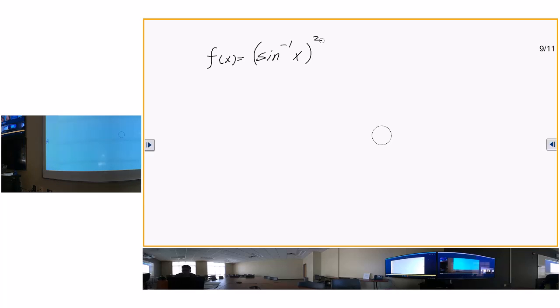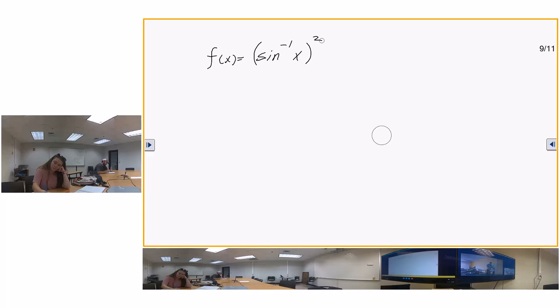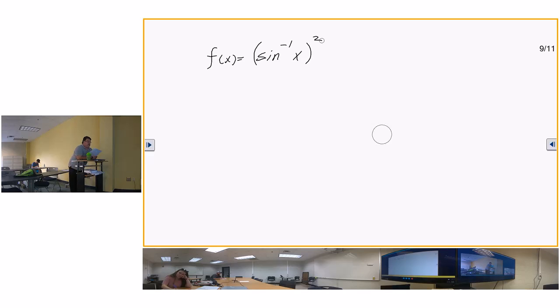Now this is not that bad. You're going to have to use the chain rule, but you've got to use the power rule with the chain rule. So go ahead and do it. Go ahead and bring your 2 out front, and then multiply by what's in the parentheses, and that's where you're going to use your formula.